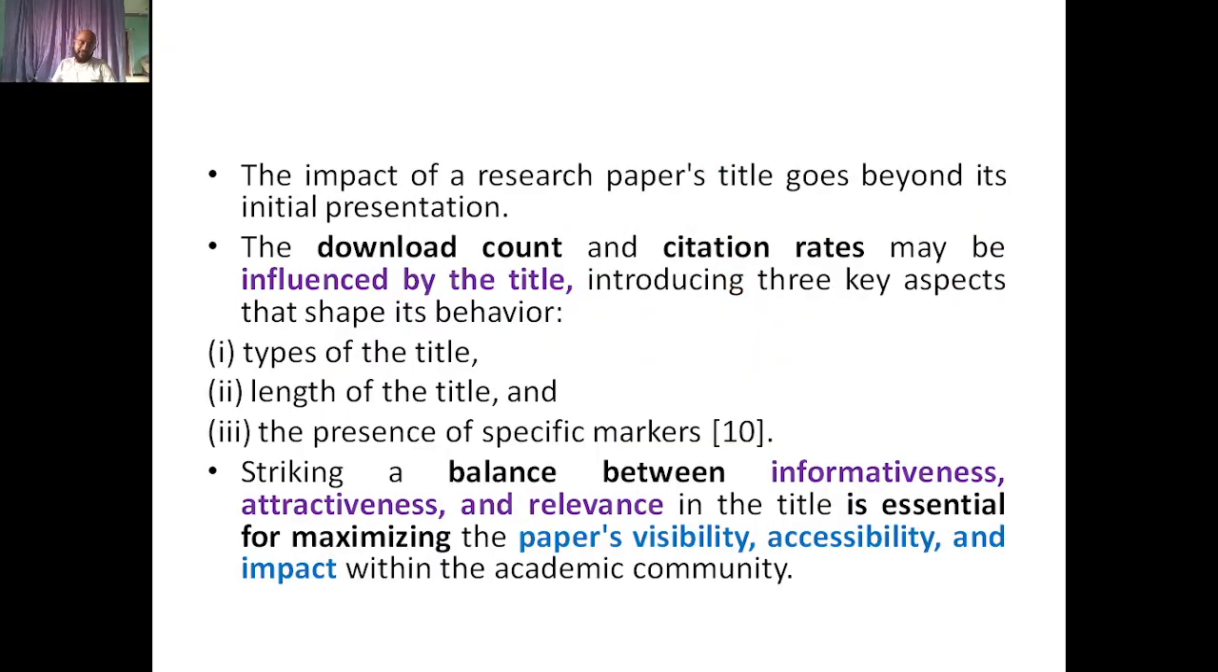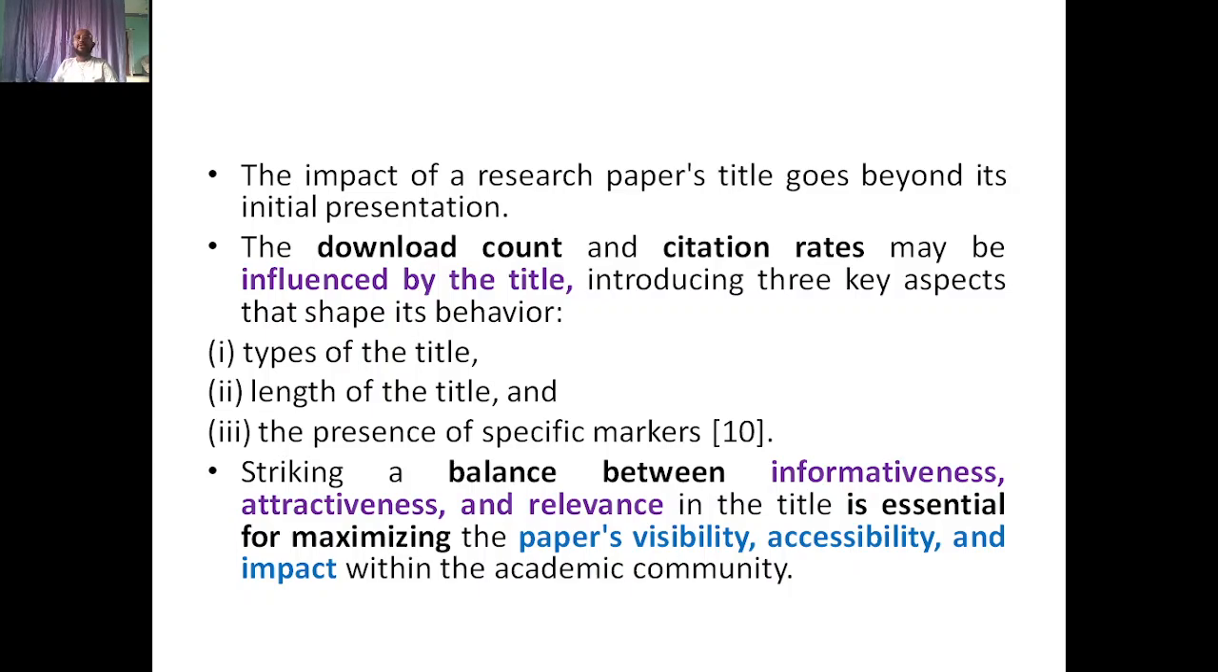Now the impact of a research paper title goes beyond its initial presentation. The download count and the citation rates, these are major criteria that may be influenced by the title. Three key aspects that shape its behavior are the type of the title, the length of the title, and the presence of specific markers, or you can call them specific things which can be utilized.